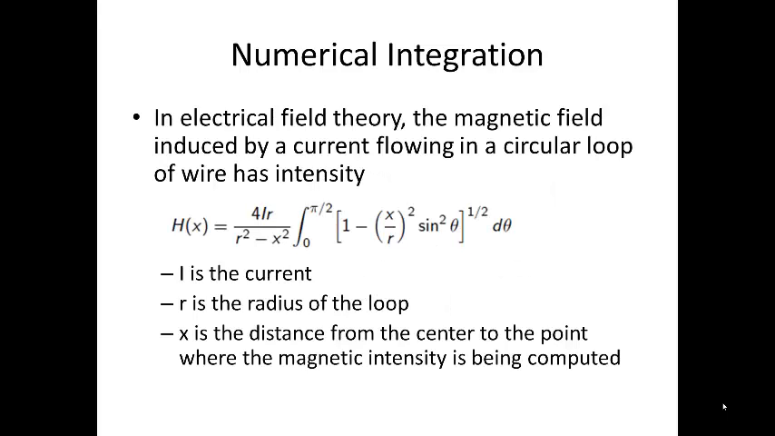So the chapter begins, like most of the chapters in the text, with an example from a real-world engineering problem. And this one's electrical field theory. The magnetic field induced by a current flowing in a circular loop of wire has the following intensity, H of x, where I is the current, r is the radius of the loop, and x is the distance from the center to the point where the magnetic intensity is being computed.